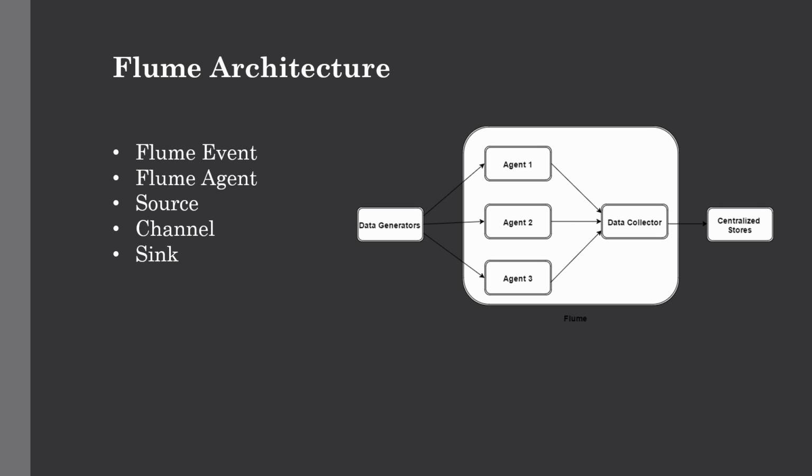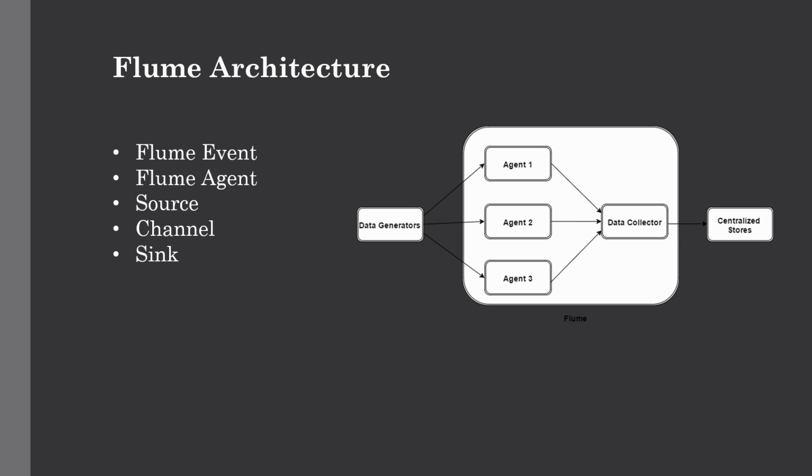So the source receives the data from data generators, which is given here. Then we have the channel, which receives the data from the Flume source and buffers it till the sinks consume it. So it could be a memory channel or a file system or JDBC channel. And at last we have the sink, which consumes the data from the channel and stores it in the destination. And this destination, as you already know, could be centralized stores or any other Flume agent. It totally depends on your Flume architecture. So this is all about the basic overview of Flume architecture.